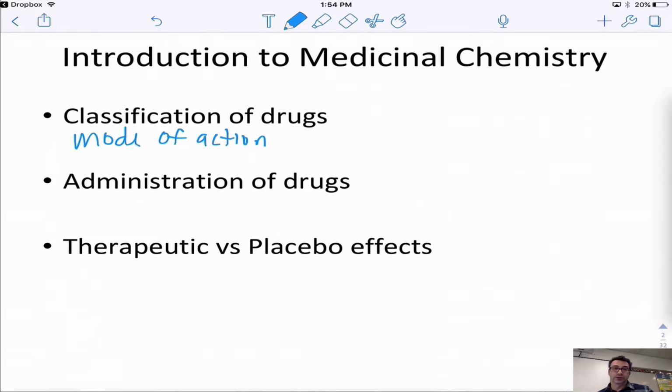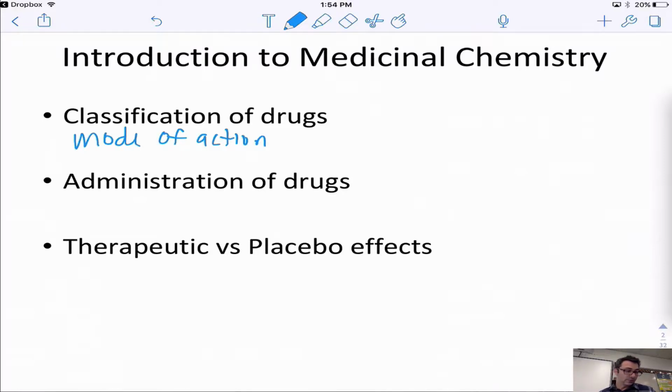We'll talk about other drugs that are minor painkillers and what receptors they bind to. Also talk about antibiotics, as well as antiviral drugs, and you'll see there's a whole slew of different classifications of drugs. We'll also talk about ways to administer drugs.